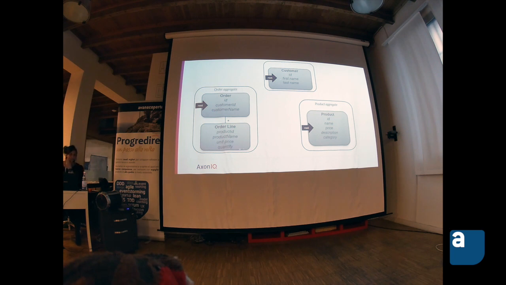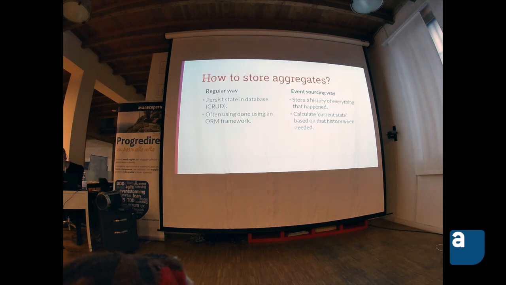And as you can see, it's easy that some information, for example the price of the product, is replicated in the order line. So there is some information that can be replicated in several aggregates. Okay. So let me talk very quickly about the way we can store, persist, the aggregate.